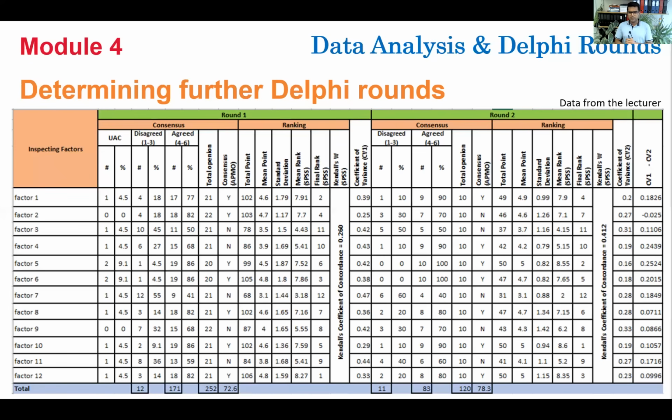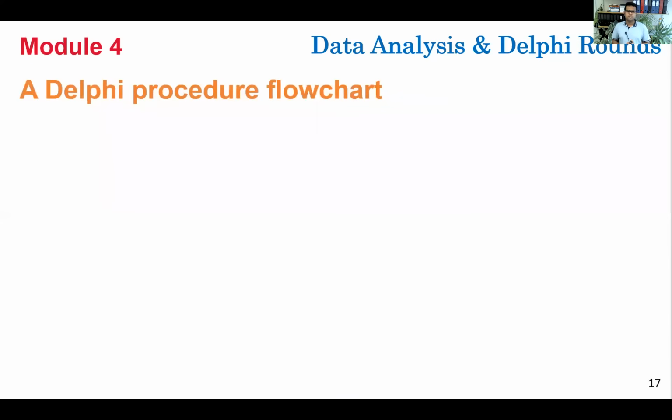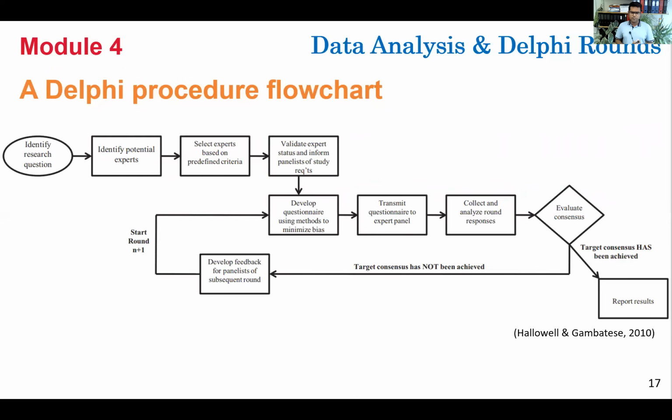Now let's summarize the entire Delphi procedure with a flowchart. This is the flowchart for a Delphi procedure. Please understand that this is not the flowchart, but a flowchart. It is not necessary that our procedure would be exactly the same. You may have your own flowchart or procedure. However, this covers all the main steps necessary for conducting a Delphi study. You can refer to this while designing your own framework.